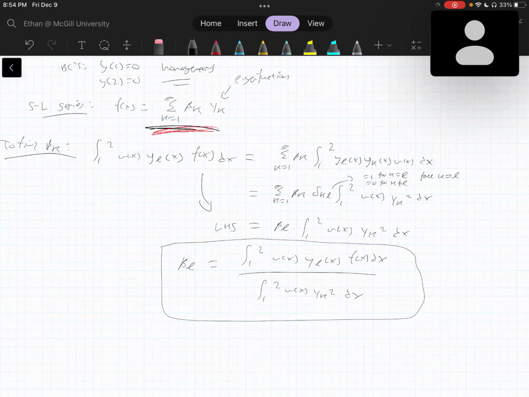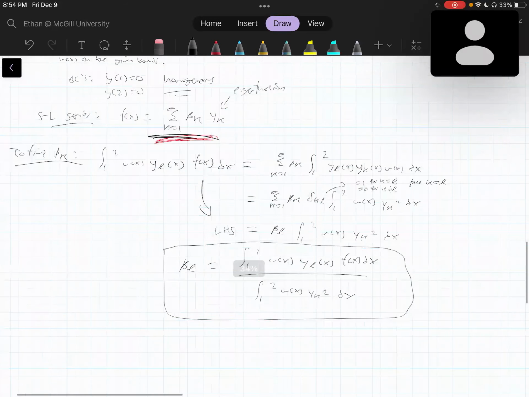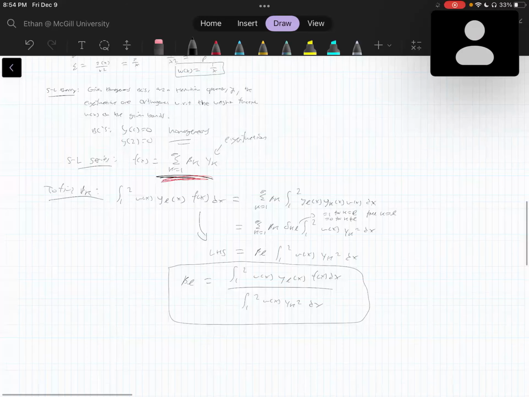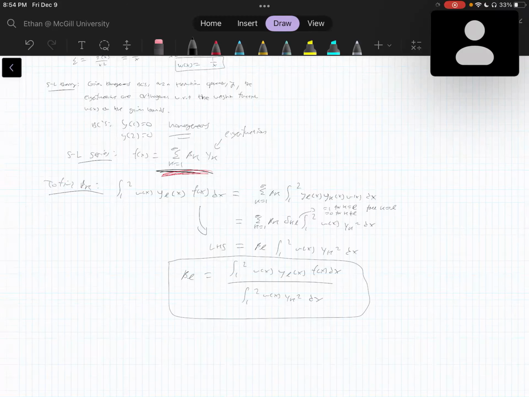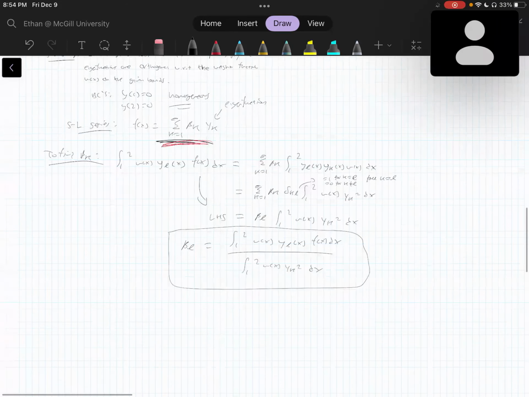In an exam situation, you can apply this equation directly. You don't need to derive it using Sturm-Liouville theory and explaining that the eigenfunctions have to be orthogonal. You can just jump straight to this equation. Once you get the Sturm-Liouville series formed, jump straight to that equation and apply it, and then your problem is going to be solved. So now we're going to actually apply this equation.